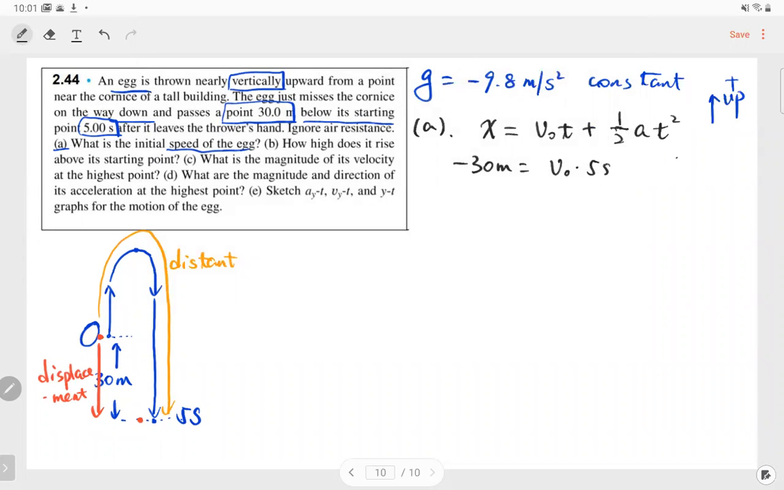5 seconds plus 1/2, and the gravitational acceleration is negative 9.8 meters per second squared multiplied by time 5 squared. Okay, so we can solve the initial velocity. The initial velocity, let me check the solution, will be 18.5 meters per second. Okay. Part B, how high does it rise above its starting point?